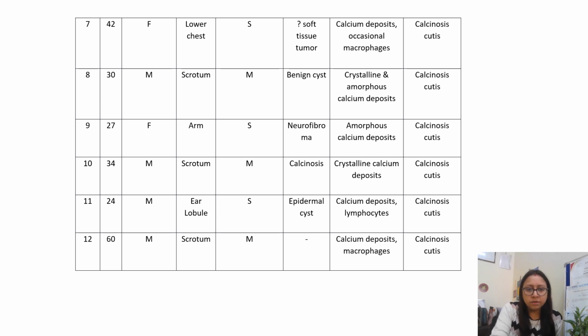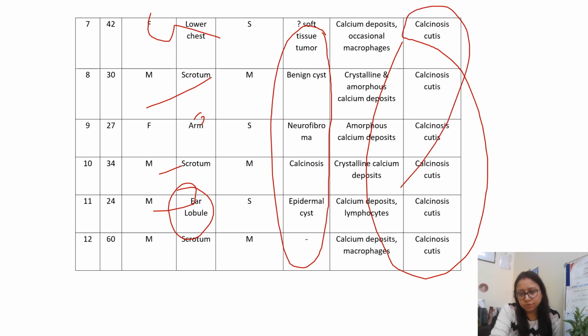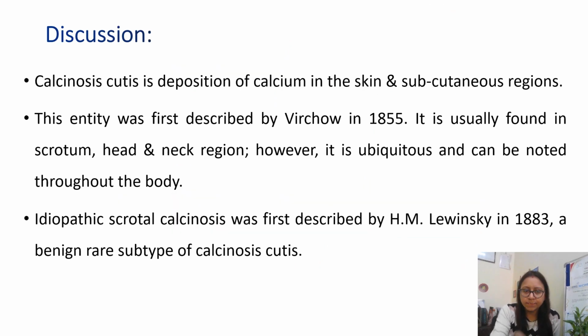So this is another one. The female has left lower chest, male has scrotum. Ear lobule also we got, arm also we got. So see, I am pointing towards the clinical diagnosis. There is variation, as we read in the differential diagnosis, that someone will give benign tissue, benign cyst, neurofibroma, calcinosis, epidermal cyst. So we verify it on cytology to be calcinosis cutis in all 12 cases.